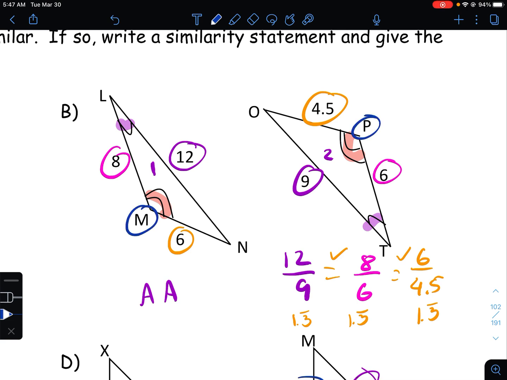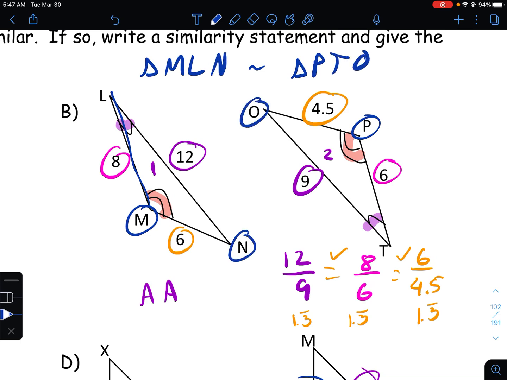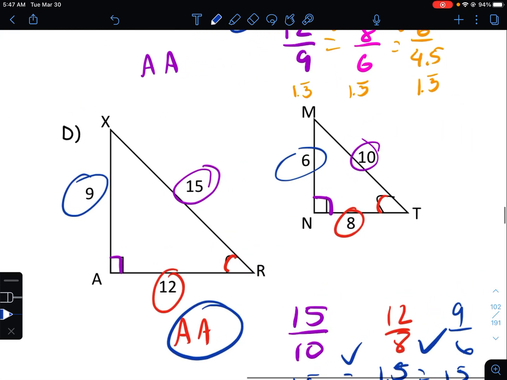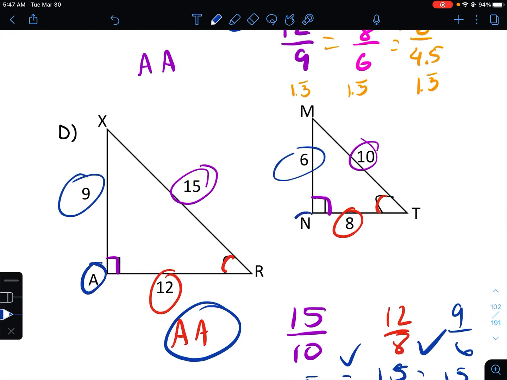We see that M and P go together. So we'll say triangle M, P, and then we'll go over to this side. We get L, and we see that L and T go together. Then we've got N and O. All right, and then we'll try this next guy. We'll start with A and N. And then we'll go to that red angle, which would give us R and T. And then we're left with X and M.